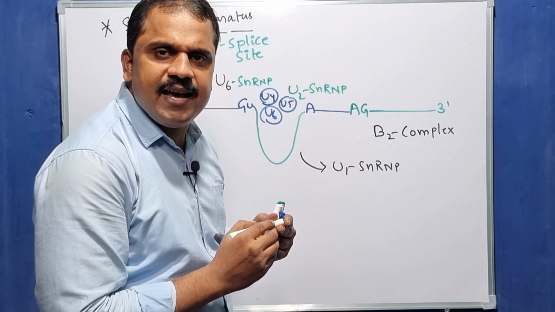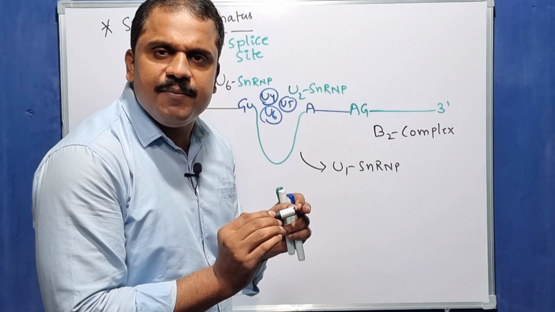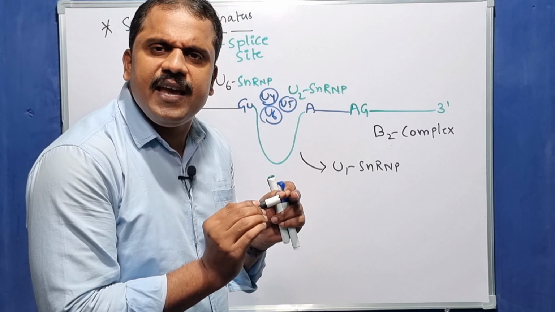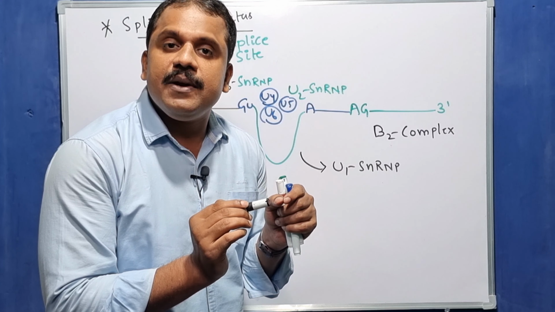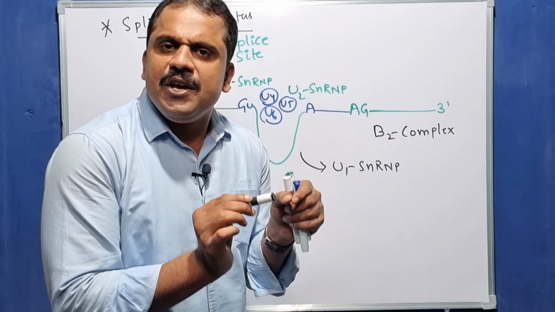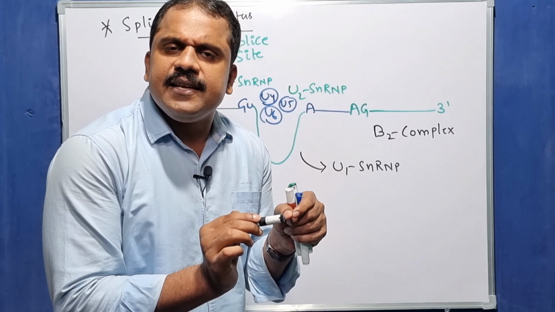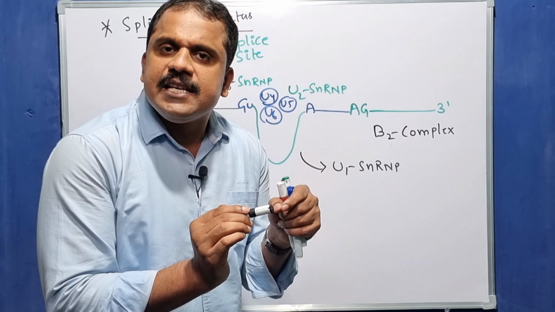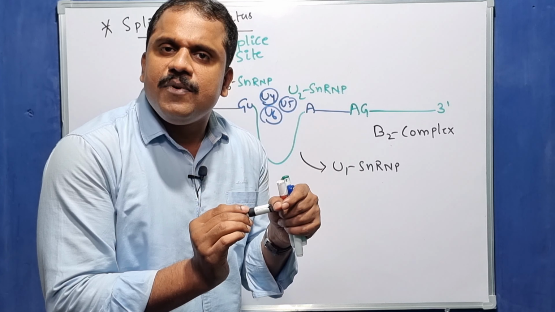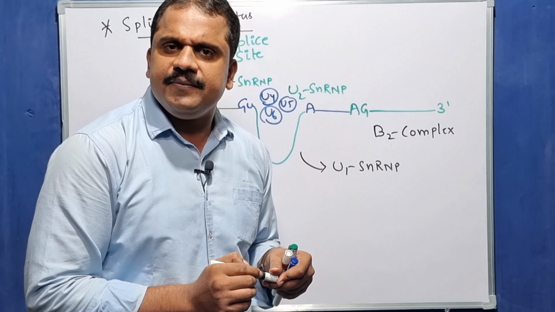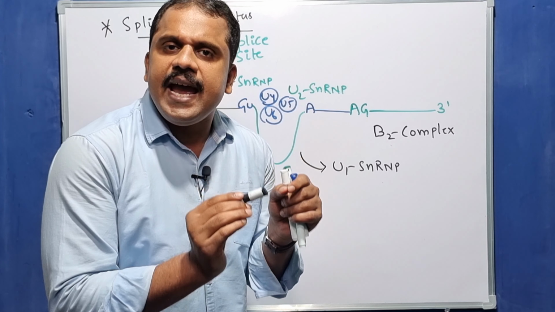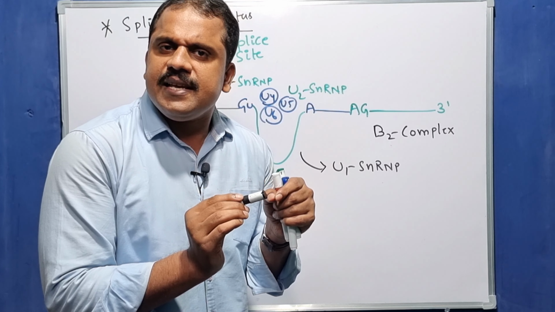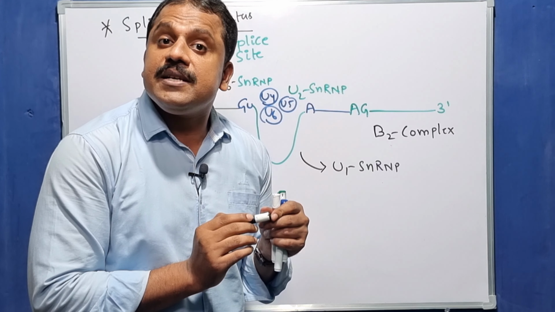Out of these many snRNPs, the specific snRNP responsible for inducing the nucleophilic attack or nucleophilic cleavage is U6 snRNP. U6 snRNP is the specific snRNP responsible for organizing the splicing mechanism, or for inducing the nucleophilic attack or nucleophilic cleavage. But the U6 snRNP itself won't remain in active conformation.